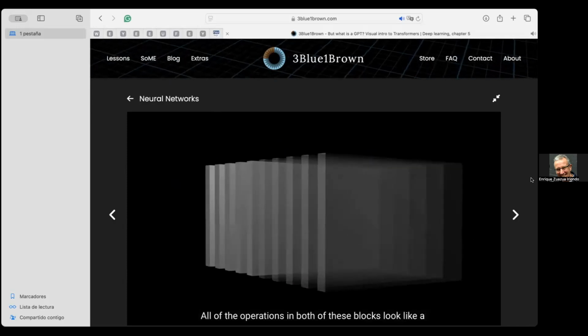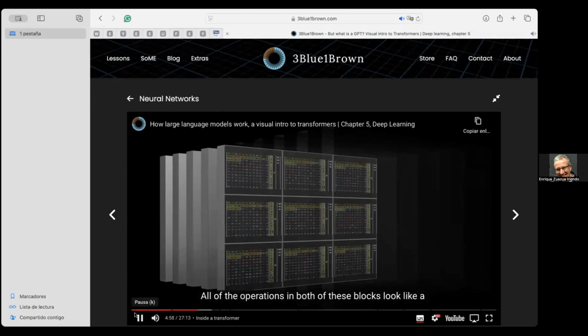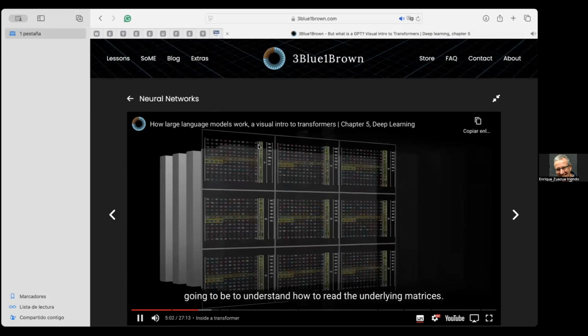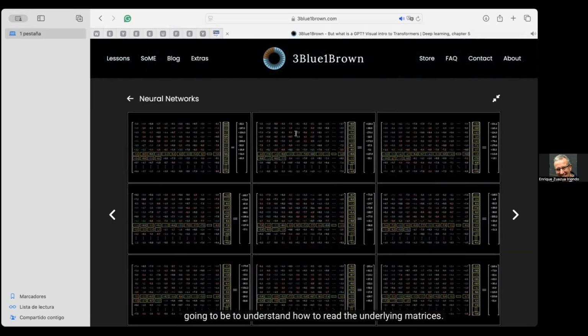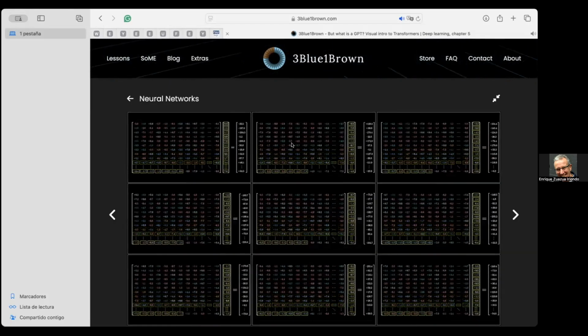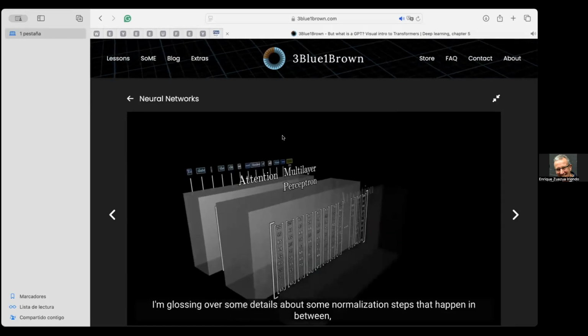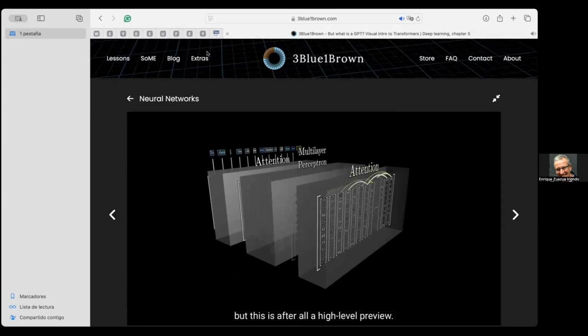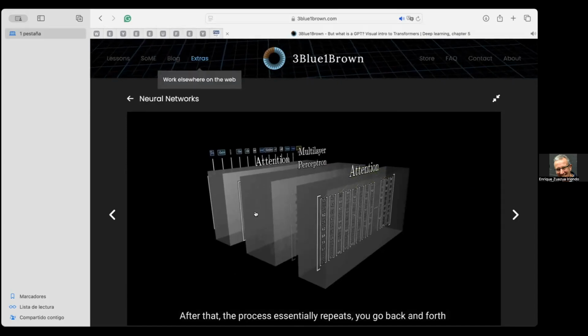All of the operations in both of these blocks look like a giant pile of matrix multiplications, and our primary job is going to be to understand how to read the underlying matrices. I'm glossing over some details about some normalization steps that happen in between, but this is, after all, a high-level preview. After that, the process essentially repeats.